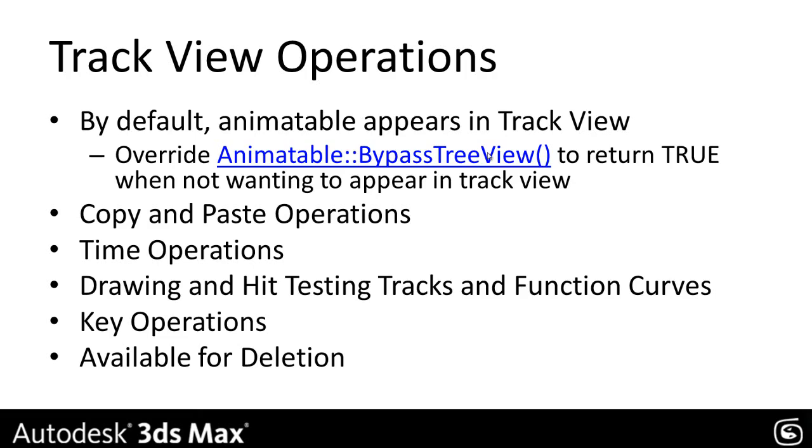There's a whole series of time operations. There's drawing and hit testing for the tracks and function curves. So there's a way that you can work with the mouse in the track view to do hit testing for your own curves. There's key operations, and then it can also be deleted from the track view if you want. So those are the behaviors that you can implement and have track view handle for you.